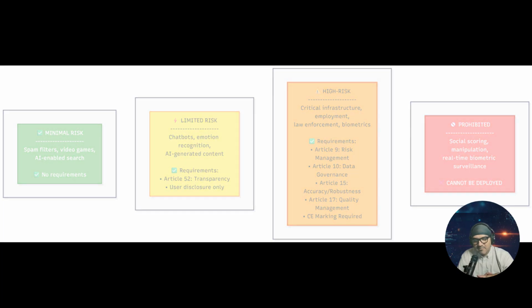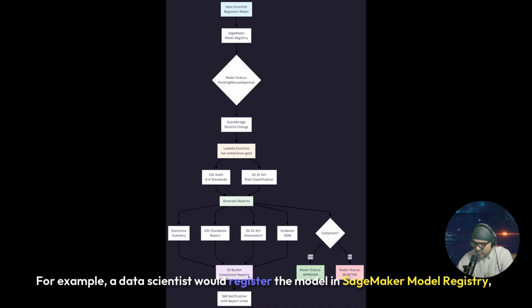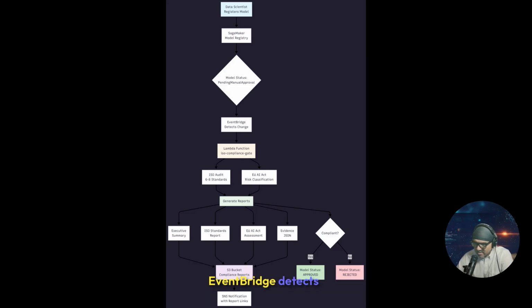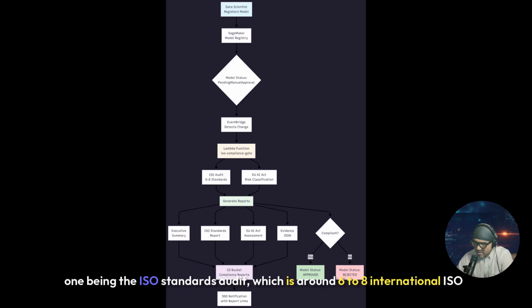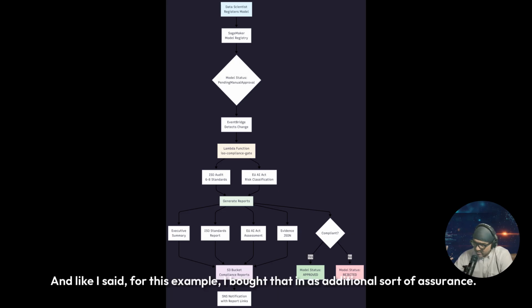So let's dive in. The main key steps are this. A data scientist would register the model in the SageMaker model registry. EventBridge detects the model needs approval. Lambda functions will execute two AI-powered assessments, one being the ISO standards audit, which covers around 6 to 8 international ISO technical standards, and then the EU AI Act risk classification tool, which is another tool that I built out as well. For this example, I brought that in as additional assurance.